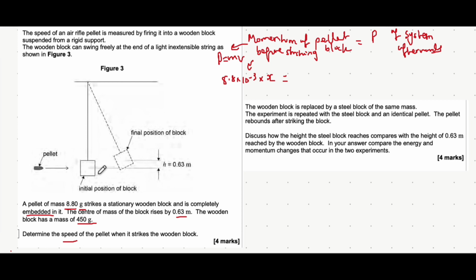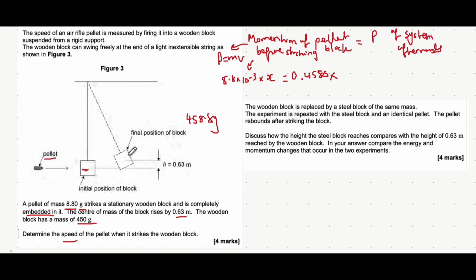Now the mass of the whole system is the combined mass of the pellet and the block because the pellet becomes embedded into the block. So 8.8 plus 450 is 458.8 grams, by the way. You then divide that by 1,000 to convert it into 0.4588 kilograms. And you multiply that by the velocity that this whole system, when the pellet is combined into the block, moves up with.